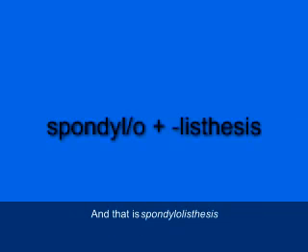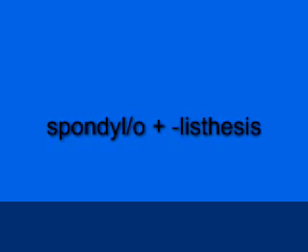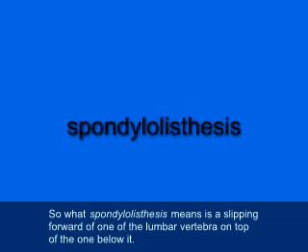And we have one more term that's a mouthful that is related to the spine, and that is spondylolisthesis. S-P-O-N-D-Y-L-O, spondylo, which means spine. And then we have a new suffix here, listhesis. Listhesis refers to a slipping forward. So what spondylolisthesis means is a slipping forward of one of the lumbar vertebrae on top of the one below it.